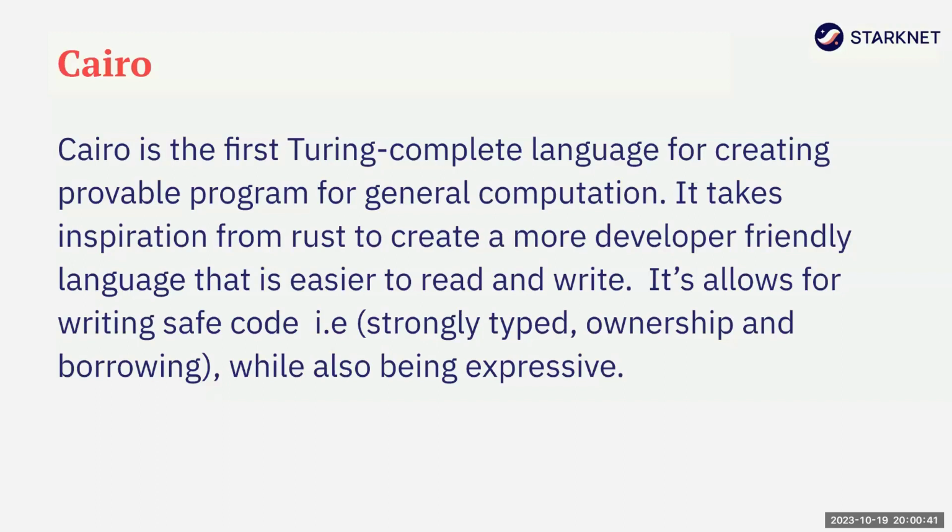Cairo is a Turing complete language for creating provable programs for general computation. It takes inspiration from Rust. The syntax is Rust-like and it is typed. Basically, Cairo is similar to Rust, but there are some little differences. So if you know Rust, you can easily pick up Cairo. But the basic idea is that with Cairo we're able to create provable programs.